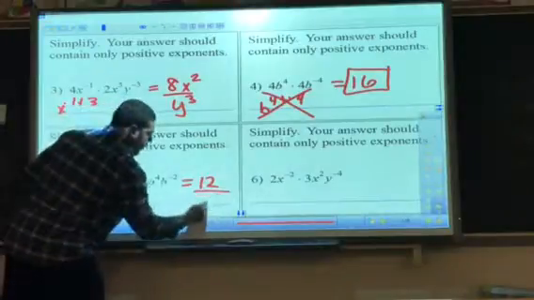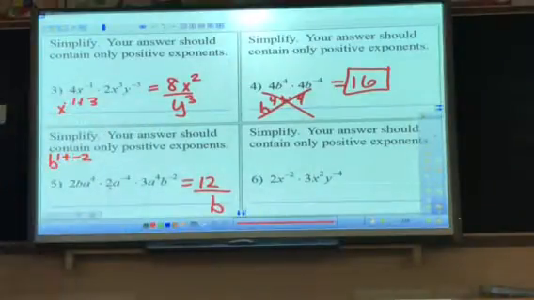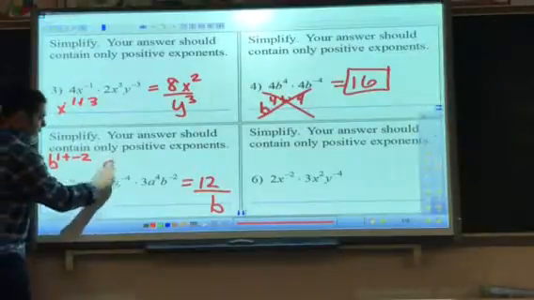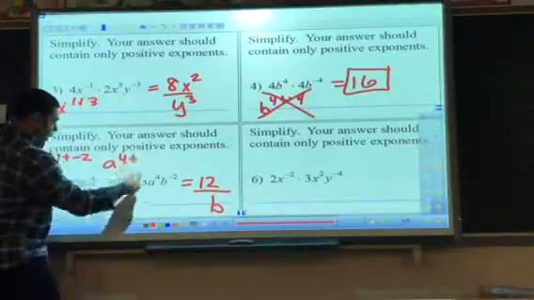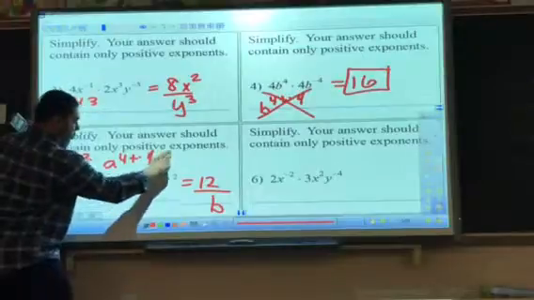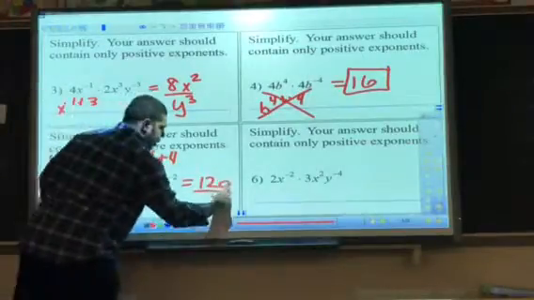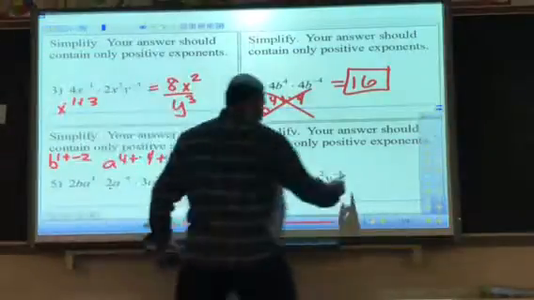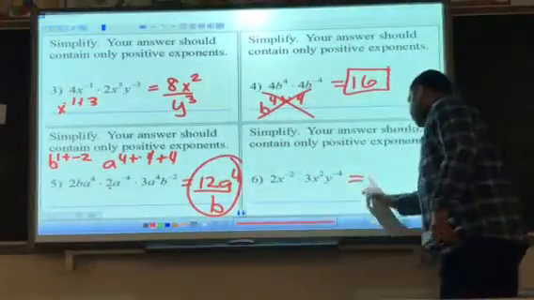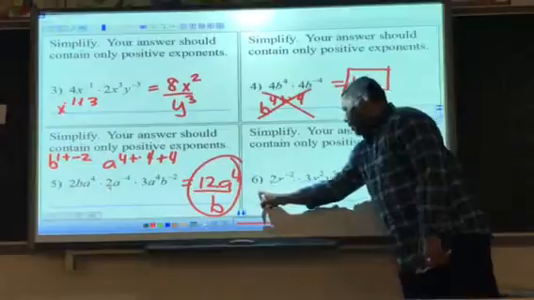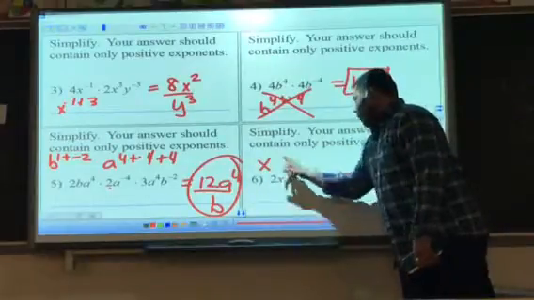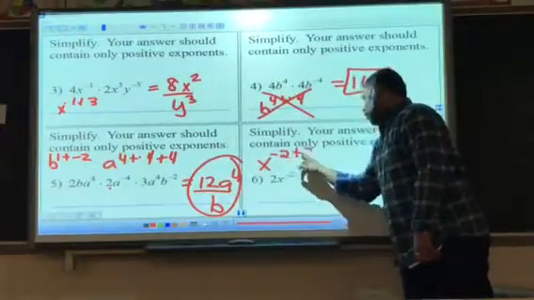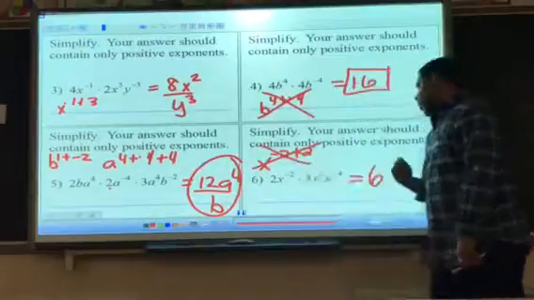Add those up. I get b to the negative 1, so I have b to the first on the bottom. My a's, so that'd be 4 plus negative 4 plus 4. That's going to be positive 4, so a to the fourth goes on top. And the last one, 2 times 3 is 6 with my x's. Remember, since I'm multiplying, I'm adding the exponents. Negative 2 plus 2 is 0, so the x's are gone.